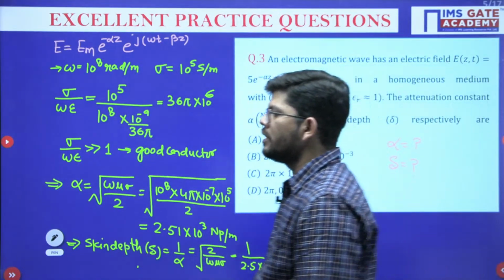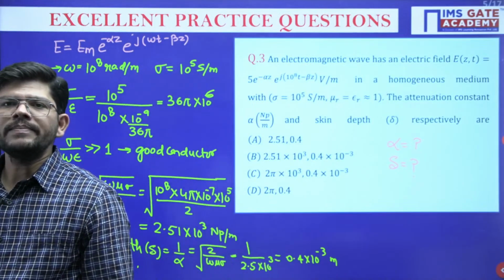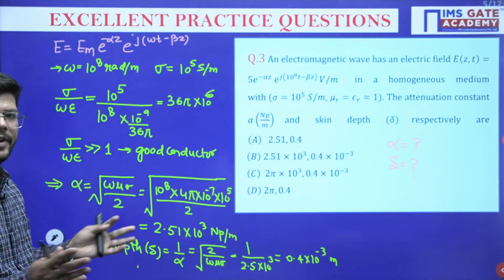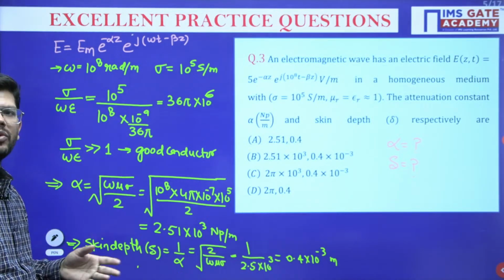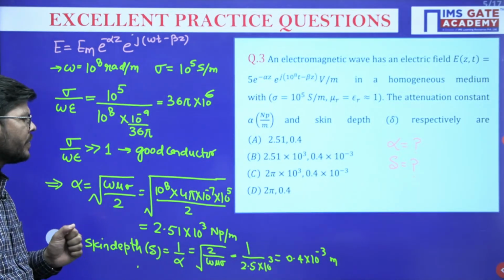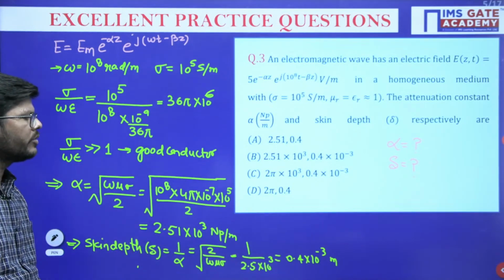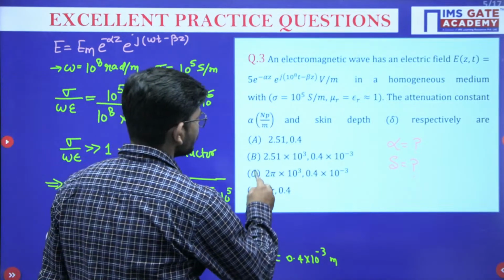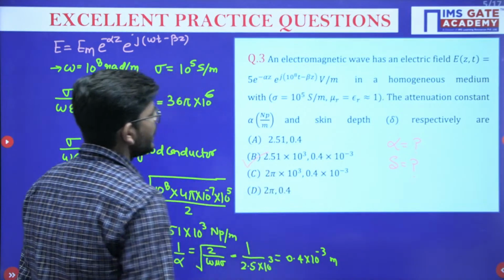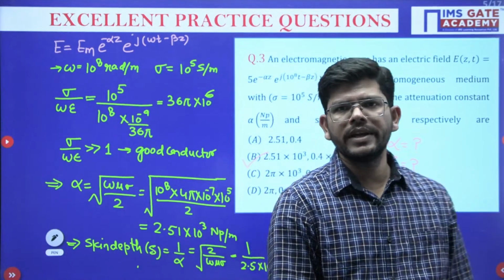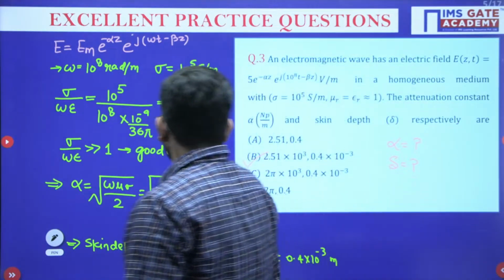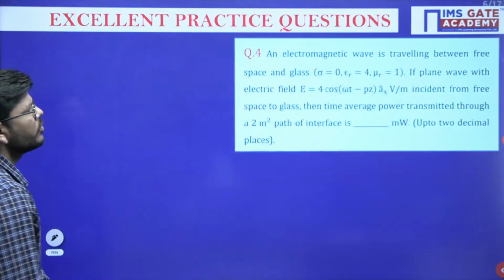Once we have found the value of alpha, there are different formulas for alpha. So first of all, we have to find whether it is a good conductor or a good dielectric. We have different formulas for alpha. So this is how we are going to calculate it. As per that, option B is the right answer for this question. So this is how we can solve this question very easily. Okay, let me move to the next question.